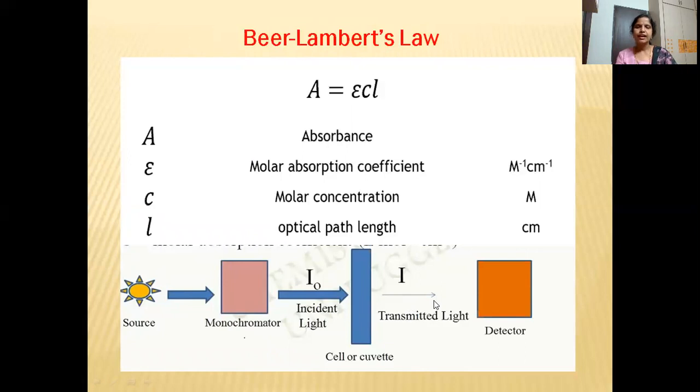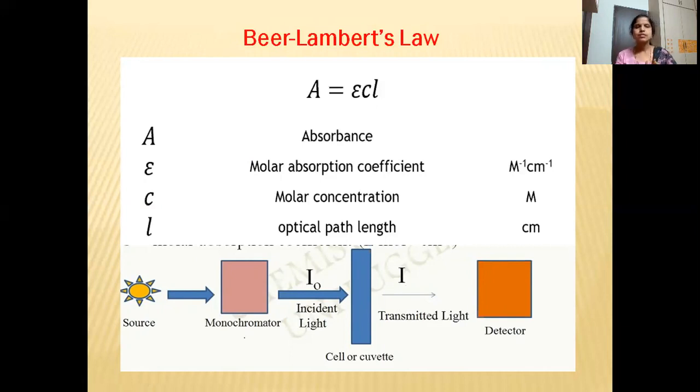When you look at the intensity of the transmitted light, it will always be lesser than the intensity of the incident light. That means the intensity I will be less when compared to this I naught. The transmitted light coming from the solution will hit the detector. Therefore, a signal is seen, which corresponds to the absorbance or transmittance.